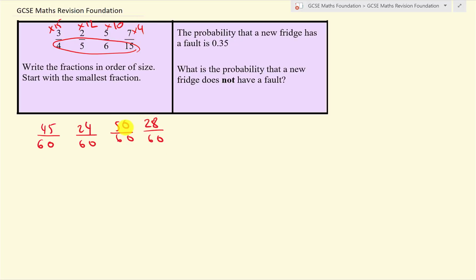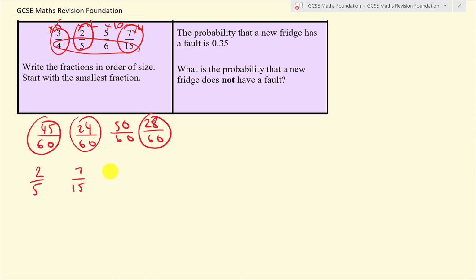Now, because all the denominators are the same, we can compare the fractions by looking at the numerator now. So the smallest numerator we have here is 24 over 60. But when you write your answer, make sure you write down the original form and circle or cross out the fraction that you've already written so that you don't repeat that fraction again. So this is smallest. So 2 out of 5. Next one is 28. So it's this fraction here, 7 over 15. Next one is this one here, 3/4. And final one is this one here, which is 5/6. So we have ordered them, starting with the smallest first.